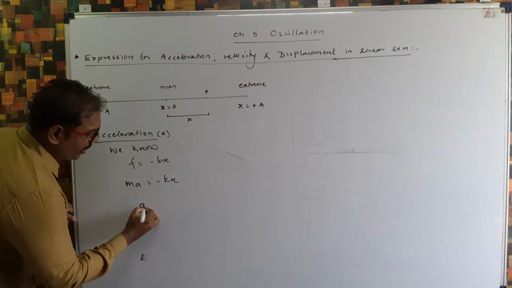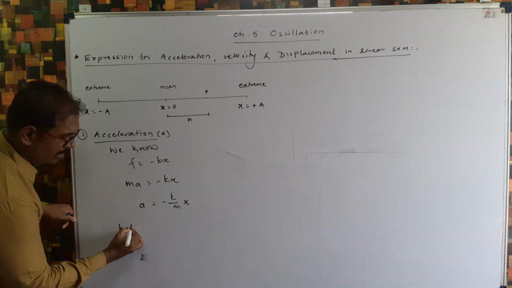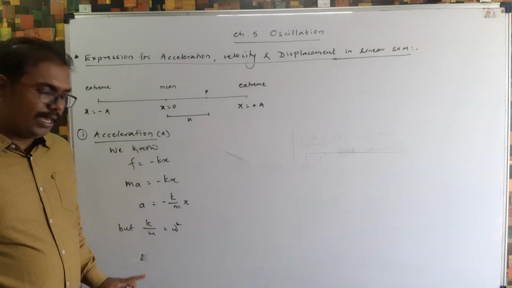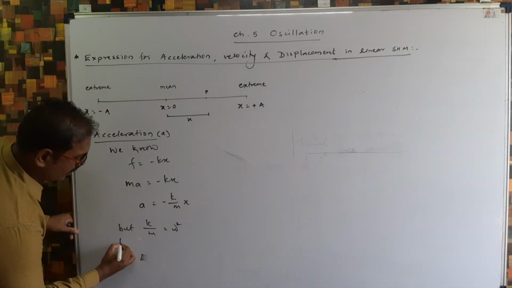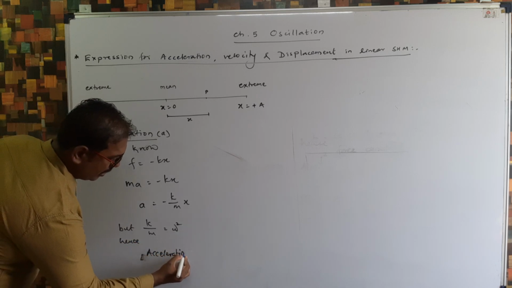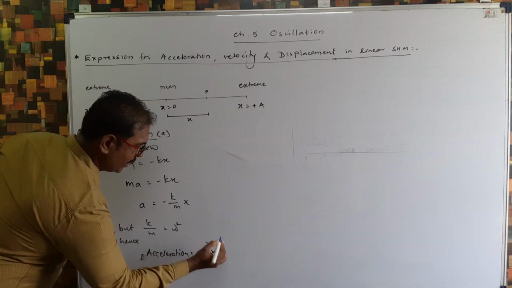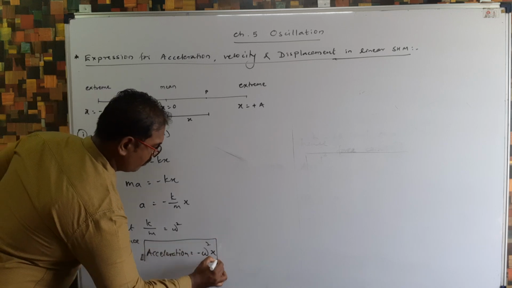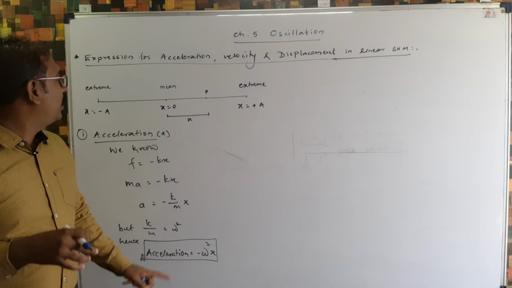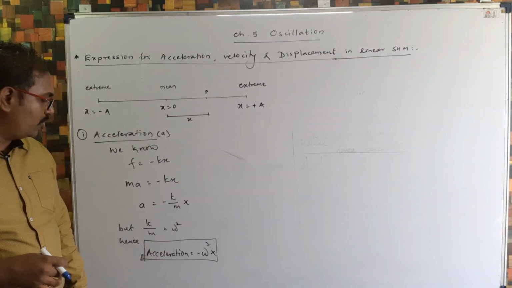Now a is the acceleration here. a is equal to minus k by m into x. But here k by m is omega square. Hence acceleration I can write, instead of a, acceleration is equal to minus omega square x. And this is the expression for acceleration at this point P, which is at a displacement x from mean position.